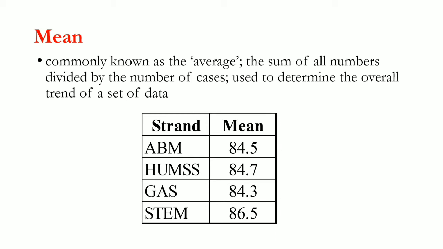So we have here, usually the presentation of means or averages are through a table. So we have here the means of, for example, GWA or overall performance of the students. So you can see here that among the 4 strands, STEM students performed better than the 3 other strands. So it provides a general trend of a set of data.